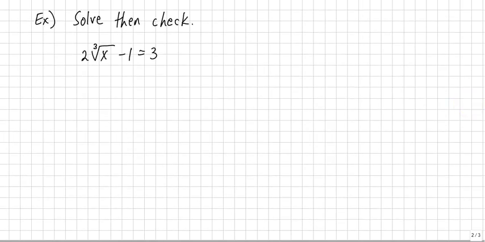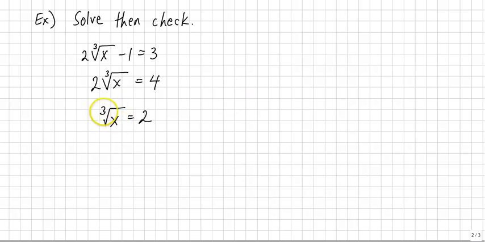Let's solve, then check this one. So on this one, I have a cube root with a variable in the radicand, but it's not isolated. It's not by itself. I've got this -1 here, and I've got this +2 I got to deal with. So first thing we're going to do is add 1 to both sides. And then I'm going to divide both sides by 2. So now the cube root is isolated.